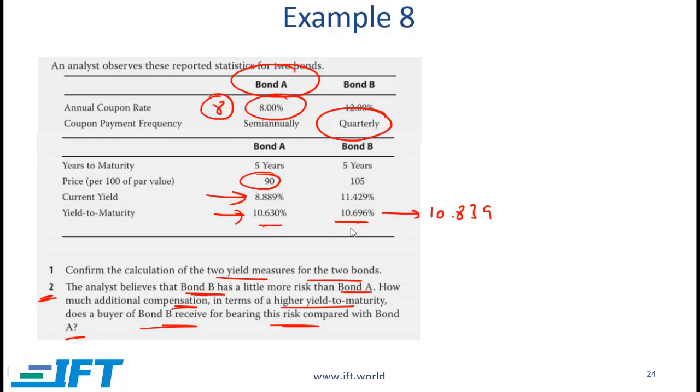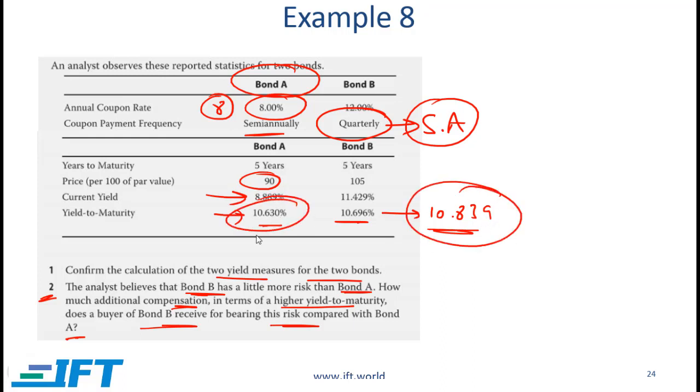But that would not be correct because we are not comparing apples to apples. A is semi-annual, B is quarterly. What we need to do is convert quarterly into semi-annual as we did in the previous example. And when you do that, on a semi-annual basis, the yield is a little bit higher. It is 10.839. This number now can be compared with 10.630. You find the difference and what you get is 20.4 basis points. So that is the compensation for taking additional risk.